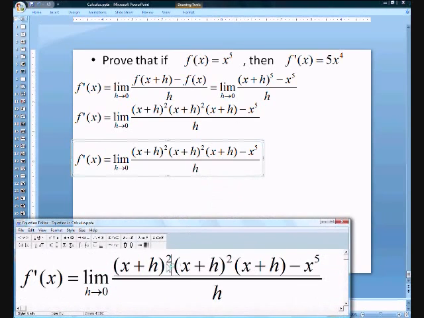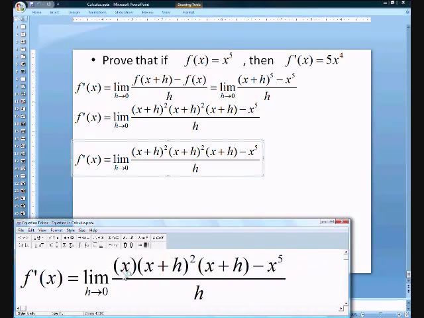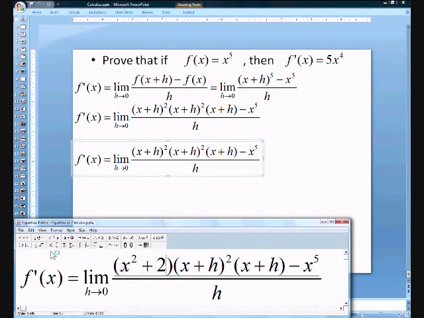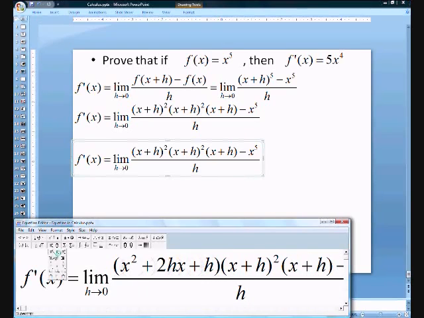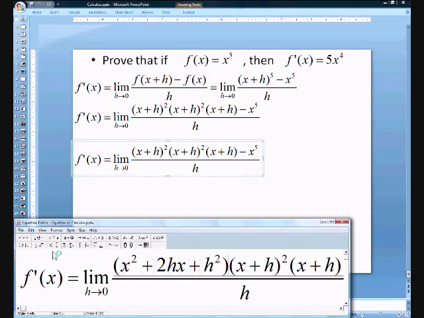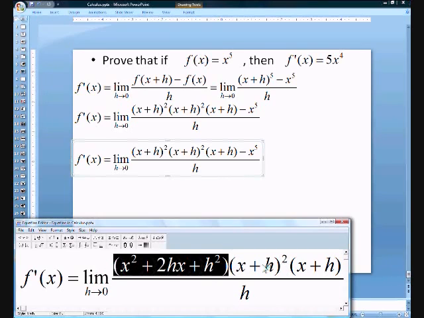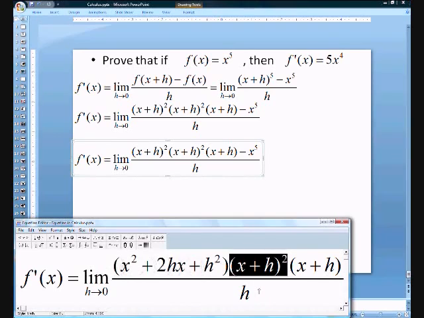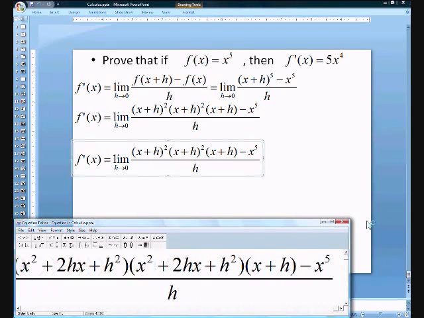So this becomes x squared plus 2hx plus h squared. Alright, so this here, right, is going to be the same as that.